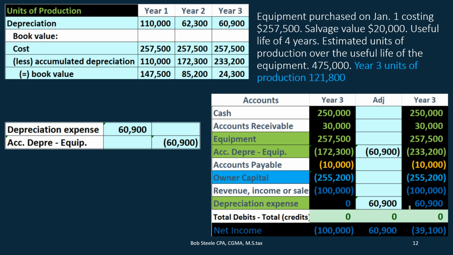What does that do to net income? It brings the 100,000 down to 39,100. Once again, this is income, not a loss. The brackets represent a credit, not a negative number. So revenue is beating expenses by 39,100. What happens to accumulated depreciation? We have a contra asset account, an asset which has an unnormal credit balance of 172.3, goes up in the credit direction because we did the same thing to it, to 233,200. What's the book value now? If we look at this, 257.5 for the equipment, less the 233,200 accumulated depreciation, gives us 24,300.